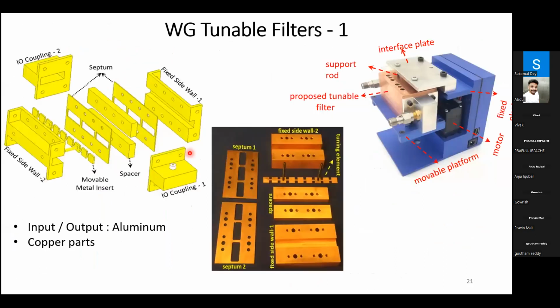So we built the filter. The next logical step is to fabricate this. For the proof of concept, we fabricate this filter using copper and aluminum. And these are the different parts I have shown here. There was already a tuning station that one of the students had built using a single motor. It converts the rotational motion into linear motion. So I use the tuning station to linearly displace the side wall, and that tunes the filter response.